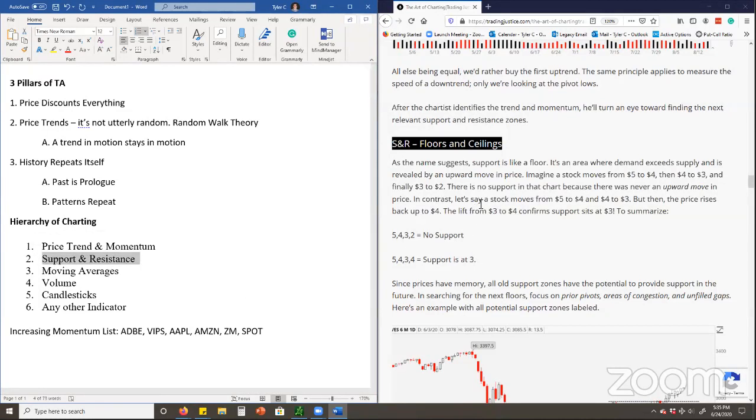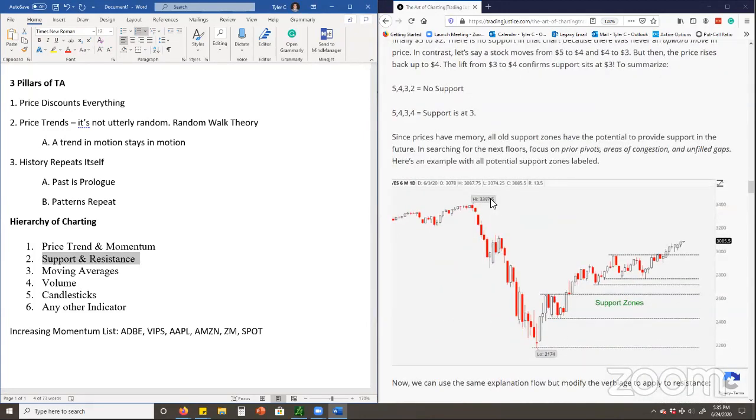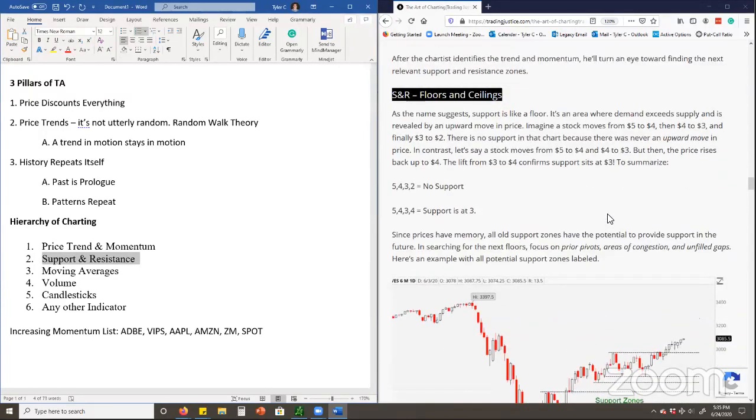I'm going to briefly go through this one because I could spend a lot of time on it. But look at the pictures here. The definition of trend: uptrend, higher pivot highs, higher pivot lows. Momentum: the distance between the pivot highs is expanding in an uptrend. Move a little, move a lot.